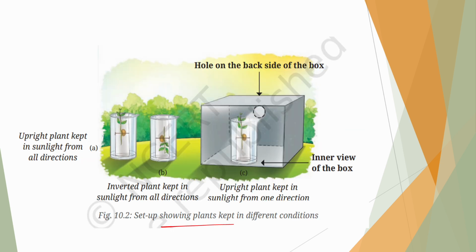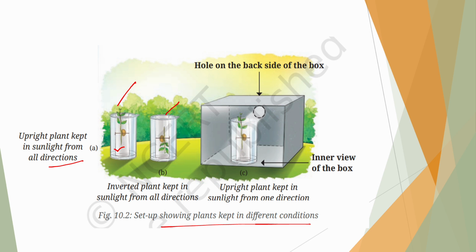Setup showing plants kept in different conditions. See the first one here. Upright plant kept in sunlight from all directions. This plant is kept upright. This will receive sunlight from all directions. See the next one. This is an inverted plant kept in sunlight from all directions. Here the plant is kept inverted. It will receive sunlight from all directions.